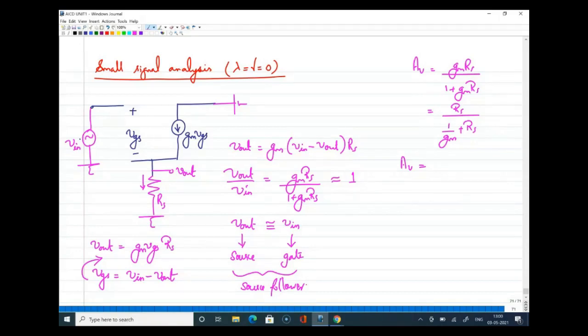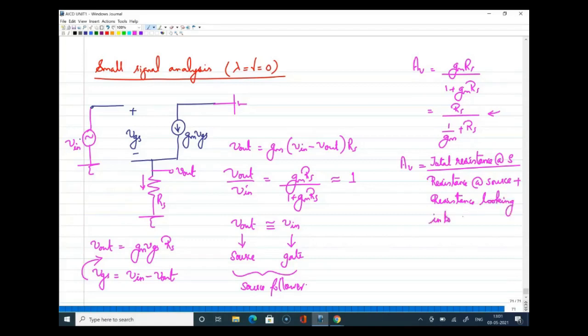Similarly, here also, by looking at this expression RS by 1 by GM plus RS, you can have a formula to write the gain of a common drain when lambda and gamma are equal to 0. You can think of gain as the total resistance at the source terminal, that is RS in this case, divided by the resistance at the source terminal, again RS, plus the resistance looking into the source terminal, that is 1 by GM in this case, right?